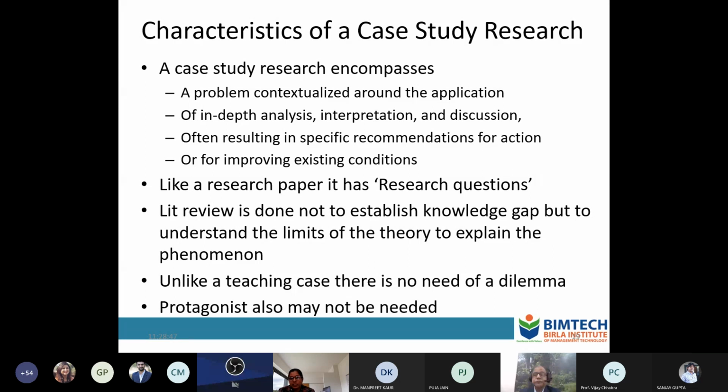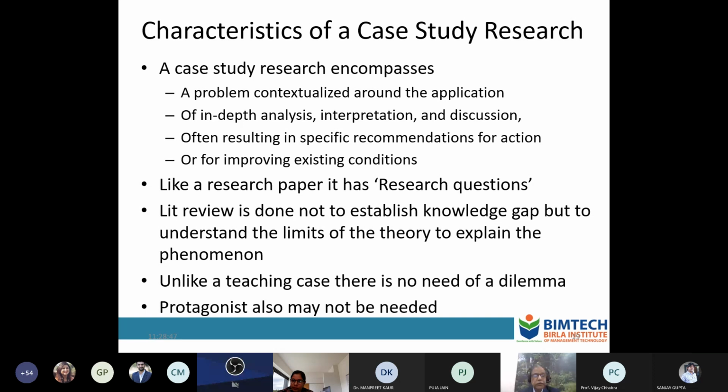In connection with this, in case we want to, besides using it as a teaching case, also make it a research case, what are the requirements, the requisites for the same? No. I would suggest that you start writing a teaching case.